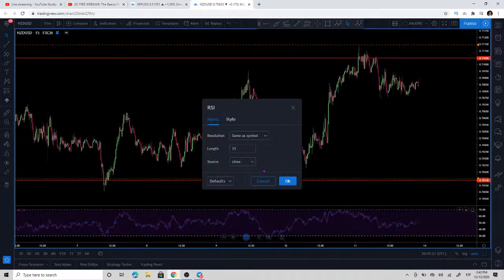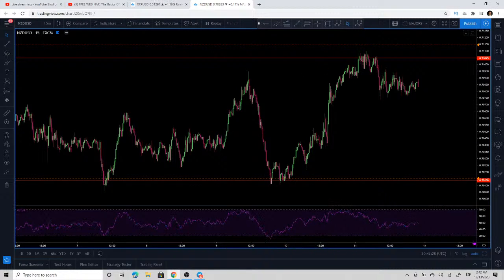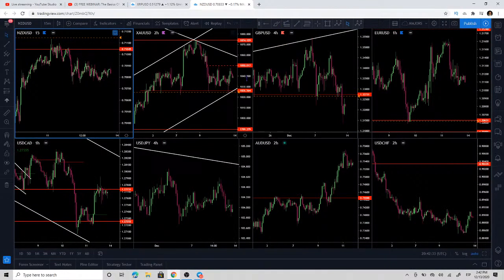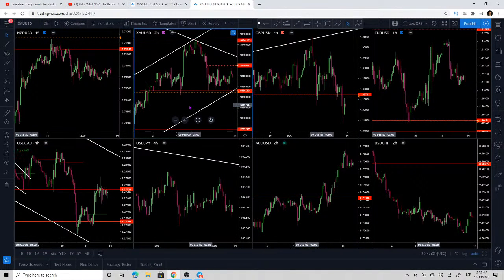Right here, you can see. And we use the closing price, right? Yeah, we can have a look at the pound versus the yen. I know that is a market that everybody likes to trade. But why don't we have a look at gold first, right, mate?